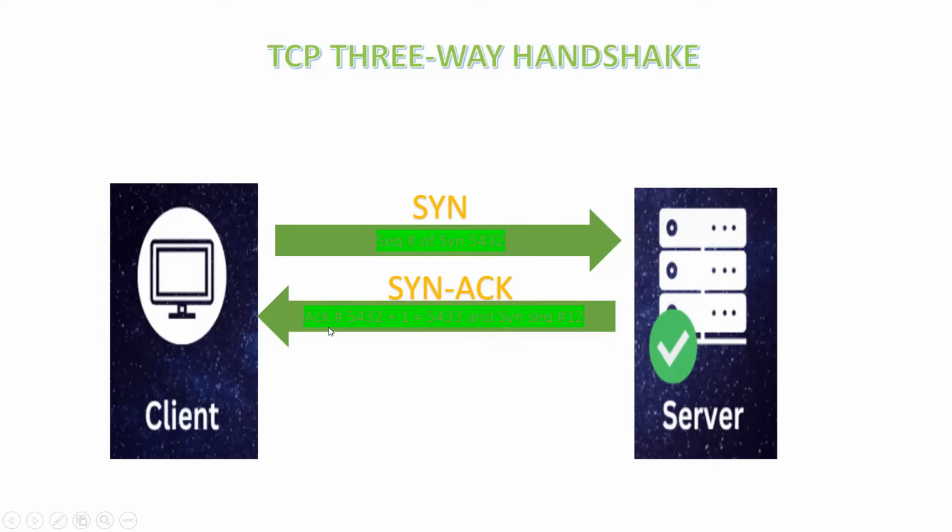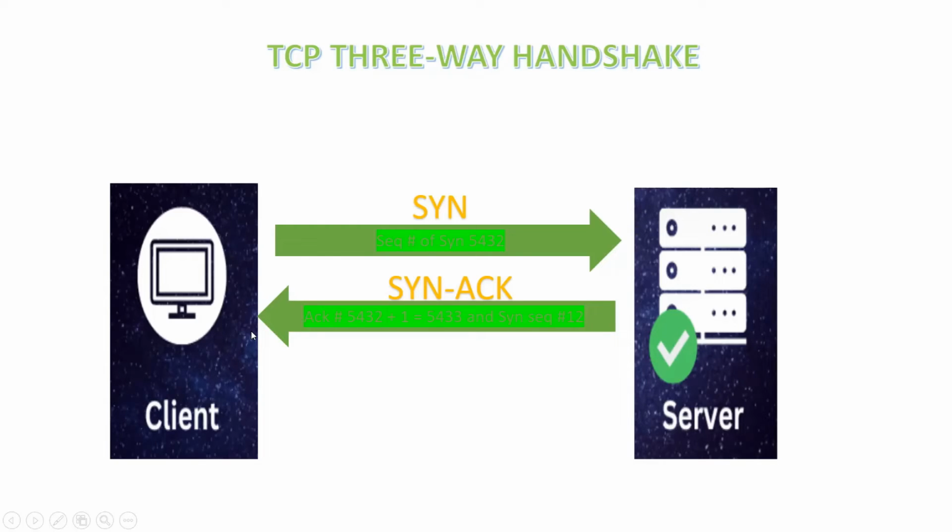So the acknowledgement number would be the sequence number of the client's SYN, 5432 plus 1, that is 5433. That's how acknowledgement works. The sequence number of the SYN request plus 1 would be the acknowledgement number of the response. And the sequence number of the server's SYN is 12 in this case. So this ACK is the response to the first SYN, and this SYN is being sent by the server to the client.